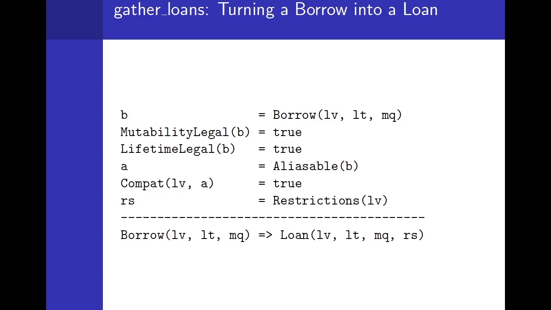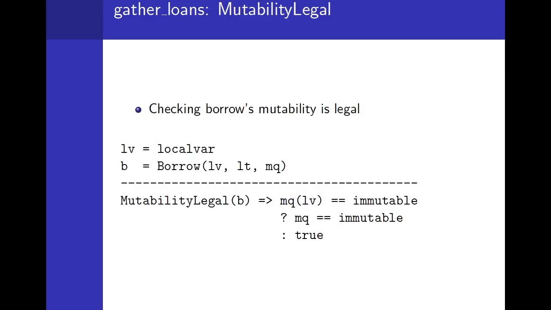Before gather loans turns a borrow into a loan, it has to check that the borrow is legal. To do this, gather loans checks that the mutability and lifetime of the borrow are valid, and that the aliasability of the borrow is compatible with the aliasability of the location value. If any of these checks fail, then Rust will throw an error at compile time. To check if a borrow's mutability is legal, we look at the borrowed location value's mutability. If the location value is immutable, we only allow immutable borrows. If the location value is mutable, then we allow immutable or mutable borrows.